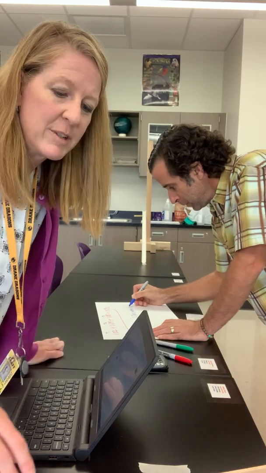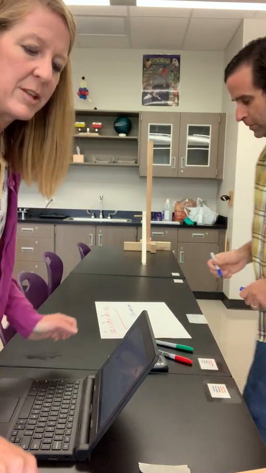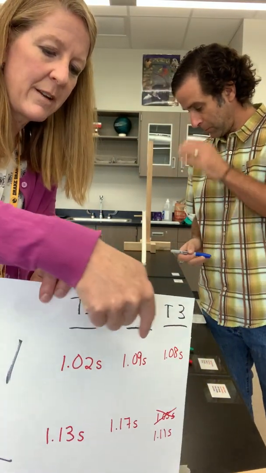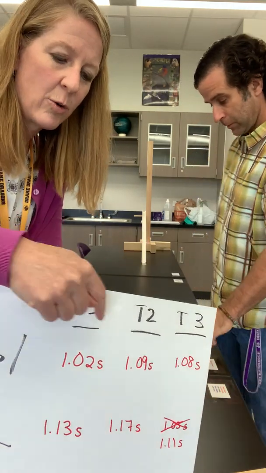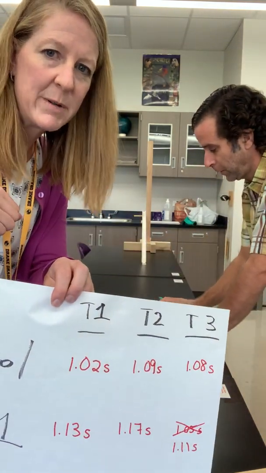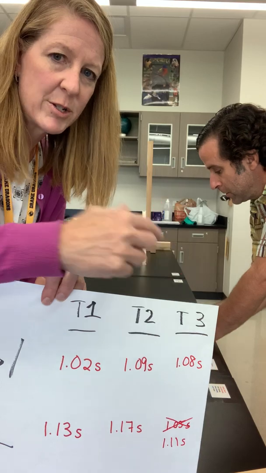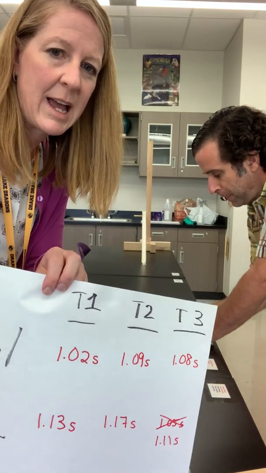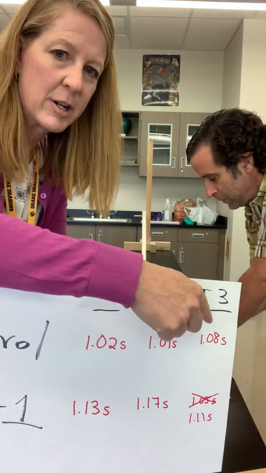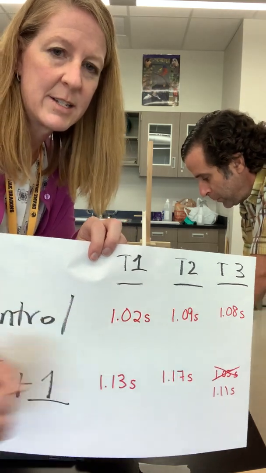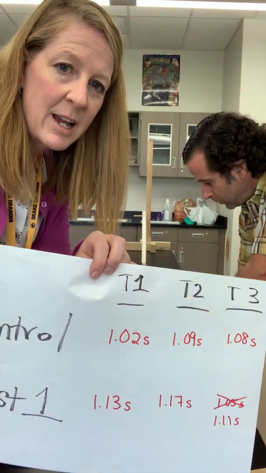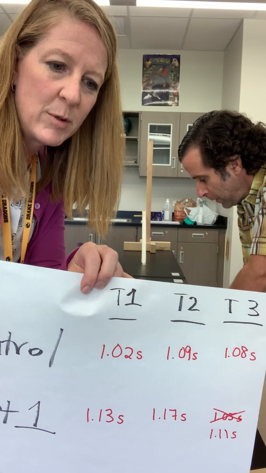Hopefully you remember why we're dividing by 3. We're dividing by 3 because we have 3 pieces of data, or 3 trials. So you always divide by however many trials or pieces of data you have. We have 3 for our control, 3 for our test. Once you've calculated the mean time, record that on your data table.